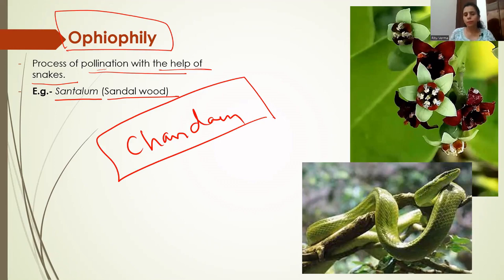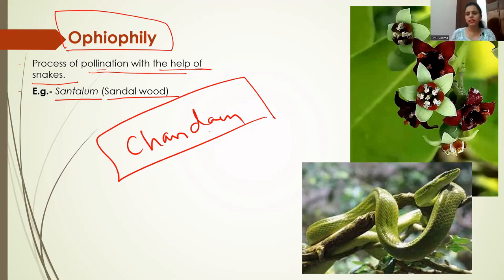the stems or the branches of this santalum plant produce a very good fragrance. Okay, the stem of the santalum tree produces a good fragrance, and plus it's also very good for maintaining healthy skin in human beings. Okay, so snakes generally rely on these santalum plants. They live on these santalum plants, and these snakes help in the process of pollination in santalum plants.